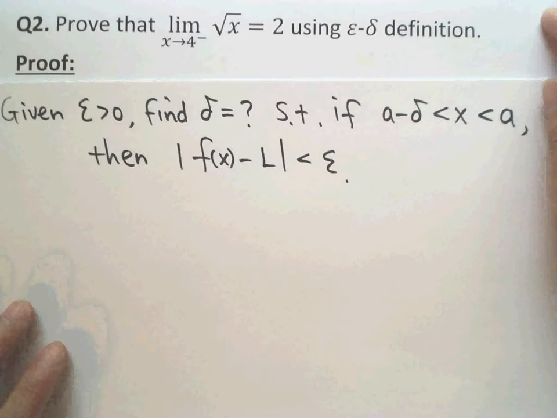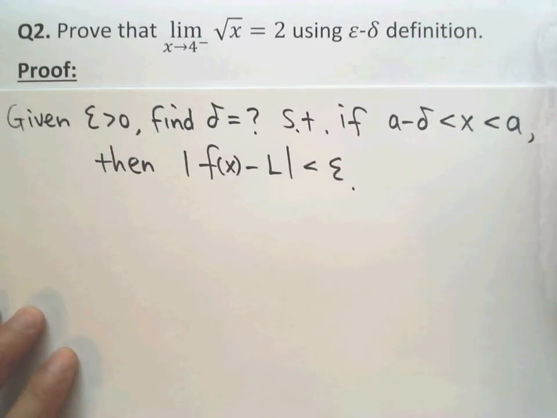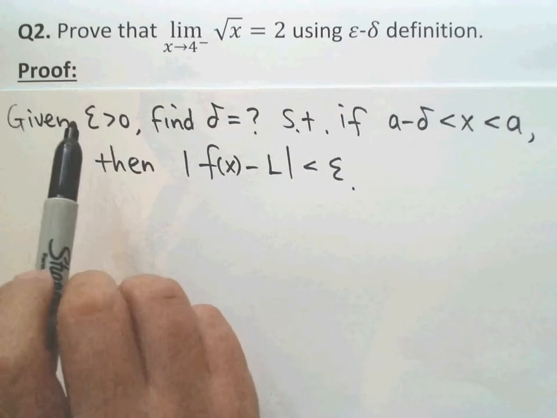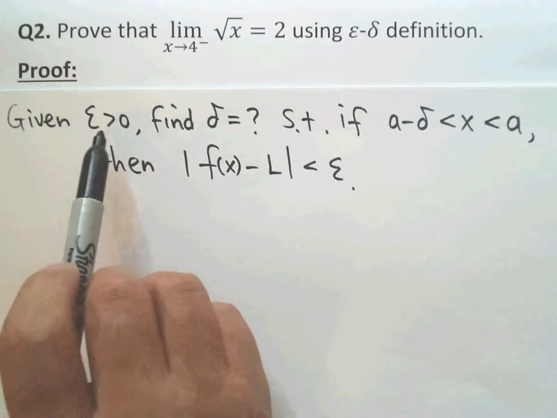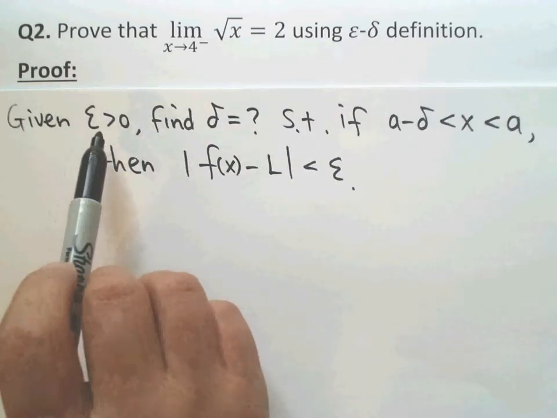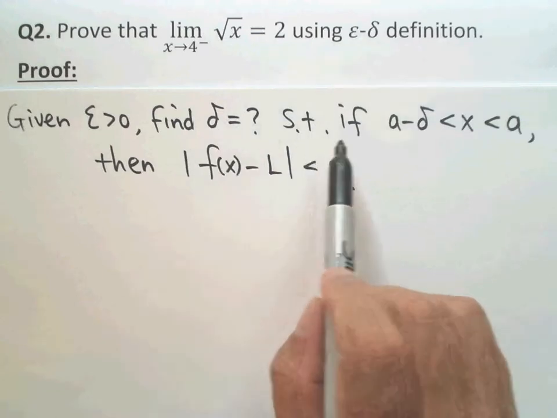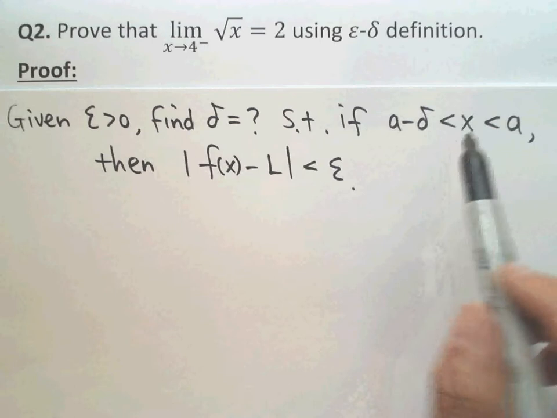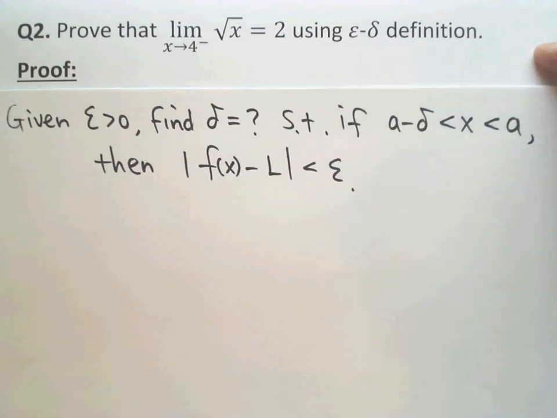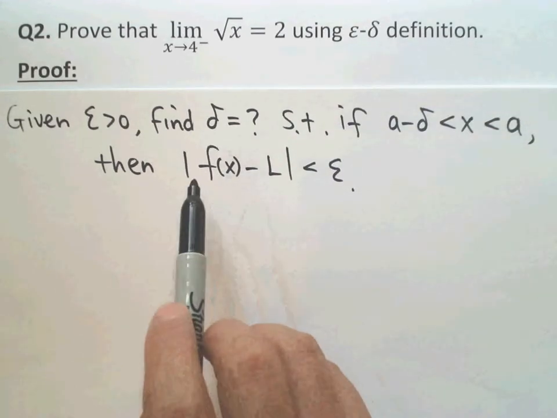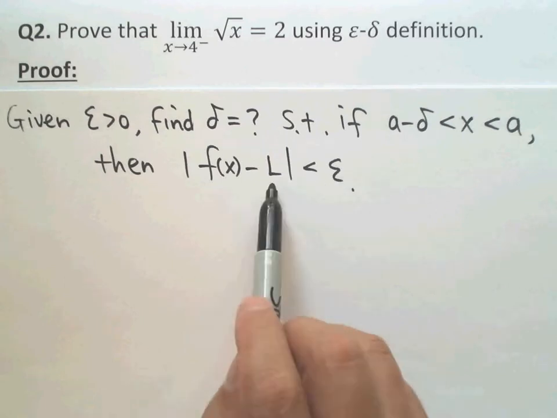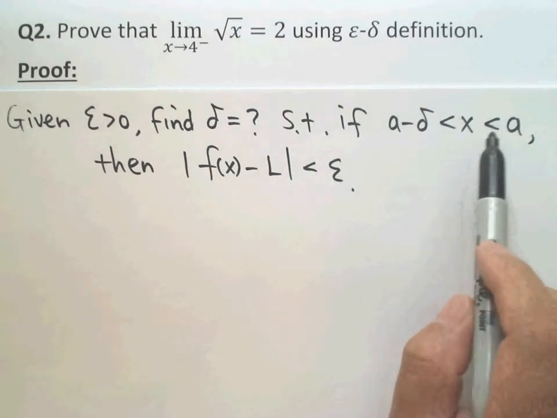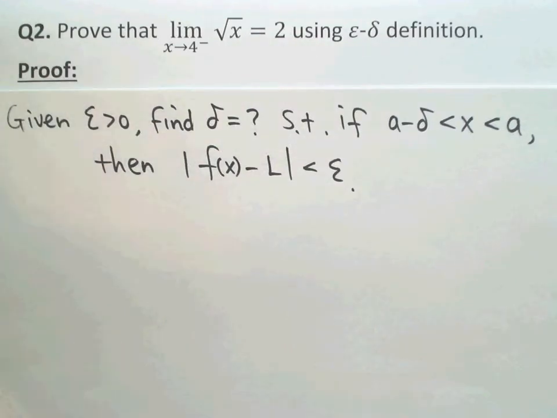All we need to do is do this, right? All we need to do is do this. By the epsilon-delta definition, given any epsilon greater than 0, no matter how small, find the delta such that if x is in the delta neighborhood of A on the left side, then f is in the epsilon neighborhood of L, arbitrarily close by taking x sufficiently close to A.